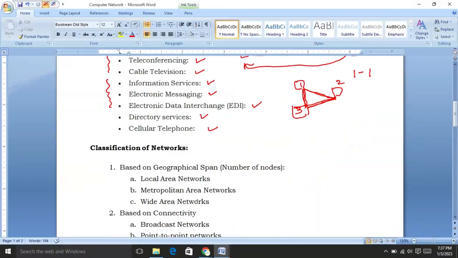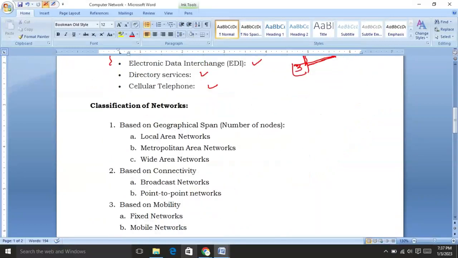Now I come to a very important point. What are the different types of networks, or how are we going to classify networks? It depends on the geographical span, that means how many systems are within a network. Suppose there are 10 to 100 systems within a room; we call it a local area network. Within a room, suppose we establish 10 to 100 systems, we call it a LAN.